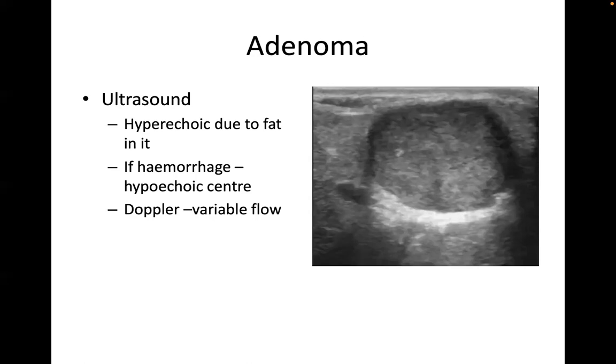This is the ultrasound presentation of the adenomas. When we see these pictures, we should bear in mind that sometimes there are different presentations that we can see depending on the size of the lesion or whether any complication has occurred. On ultrasound, it's hyperechoic due to fat in it. It's got a lot of fat in it, so the fat will light up. And if there is hemorrhage, you can see a hypoechoic center. And in Doppler, you can get variable flow.